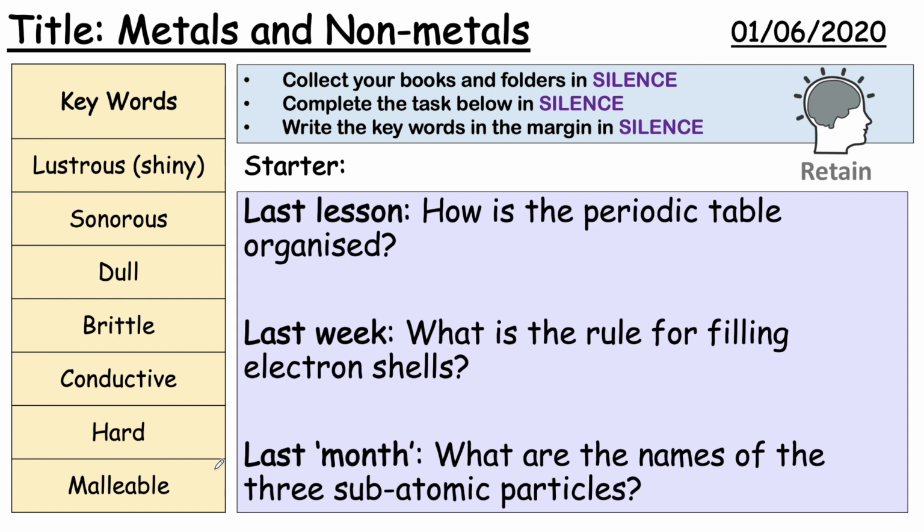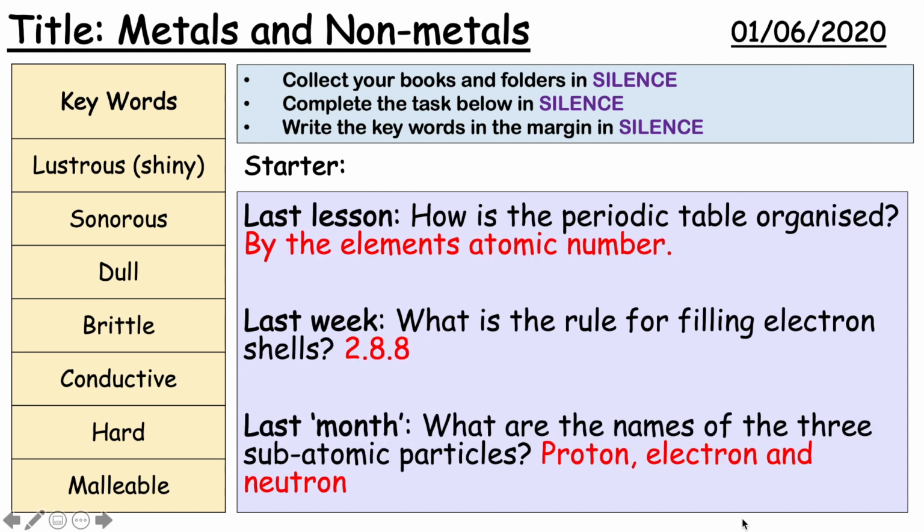And finally, what are the names of the three subatomic particles? The three things that make up an atom. Well, you have protons, electrons, and neutrons. So here are the answers in case you want to write them down.